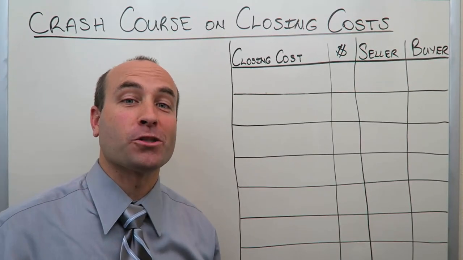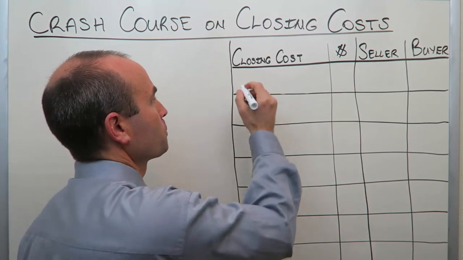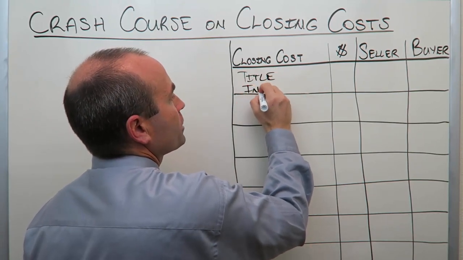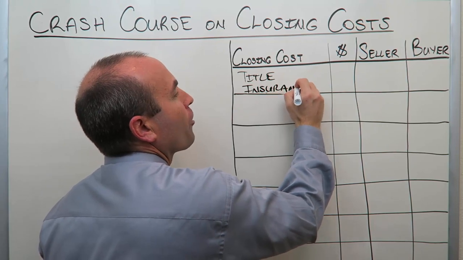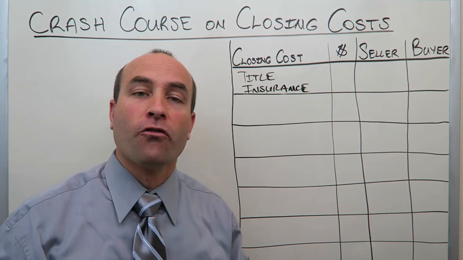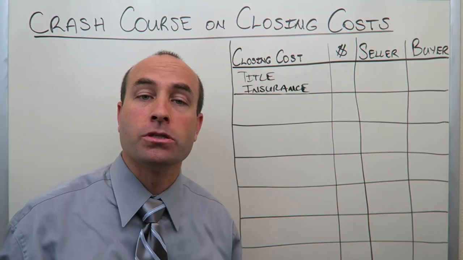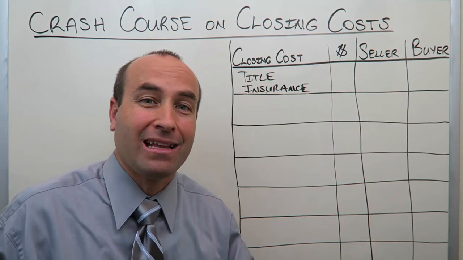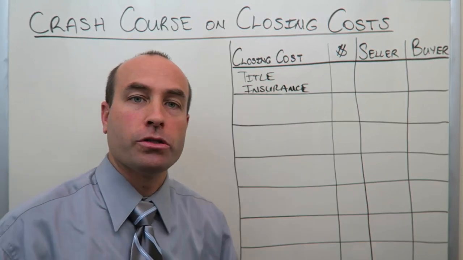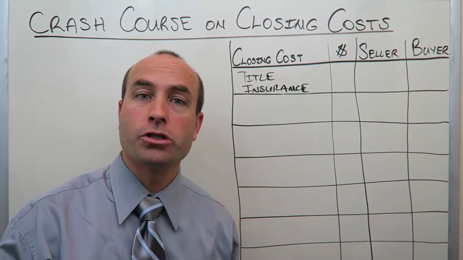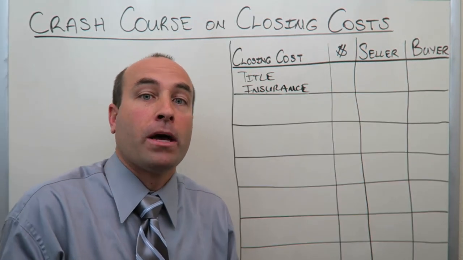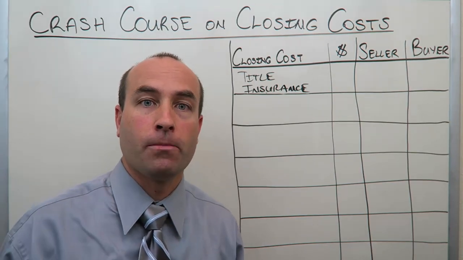Here is your crash course on closing costs. The first one is going to be title insurance. This insures title for the buyer, so that the buyer knows that they have a property free and clear of liens and encumbrances, as well as no one being able to lay claim to the title of that property once they become the owner. Now, title insurance is handled on a state level, so it's not like you can get a better deal or less of a deal depending on which insurance company you go through.